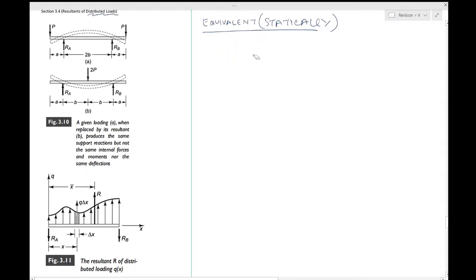And you have done this in your mechanics. If you remember, you have this sort of a triangular distribution. What you would do is you would find the area of this, and then let it pass through the centroid of this triangle, which is 1/3 from the base. So that is the equivalent system which you have for this distributed loading. So let's see it in the light of the slender members.